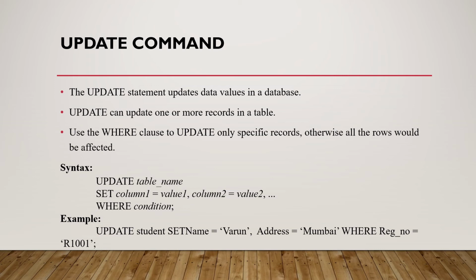Example: update student, set name equal to Varun, address equal to Mumbai, where register number equal to R1001. Here it will update the record which has the register number R1001. Other records are not updated.